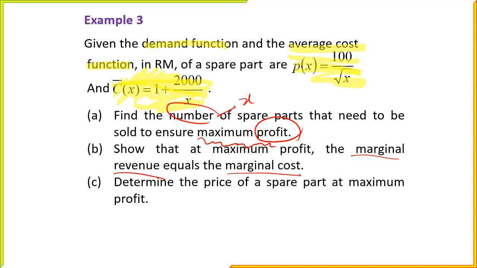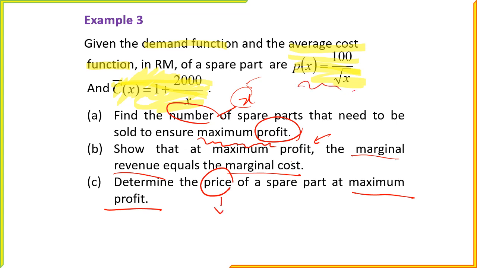Okay, now we need to see the maximum profit. So we know what the quantity is to ensure the maximum profit. Then for the marginal revenue and the marginal cost, we need to find the function of marginal revenue and the function of marginal cost, and substitute the value of quantity that we need to sell to ensure the maximum profit. And c, determine the price of a spare part at maximum profit. So this is price, so it depends on the price function.